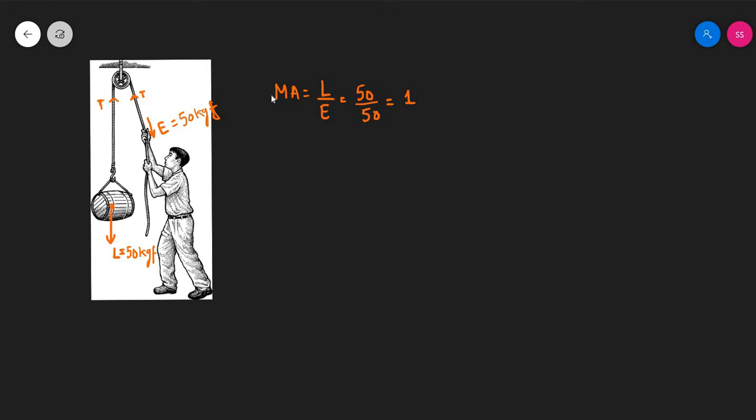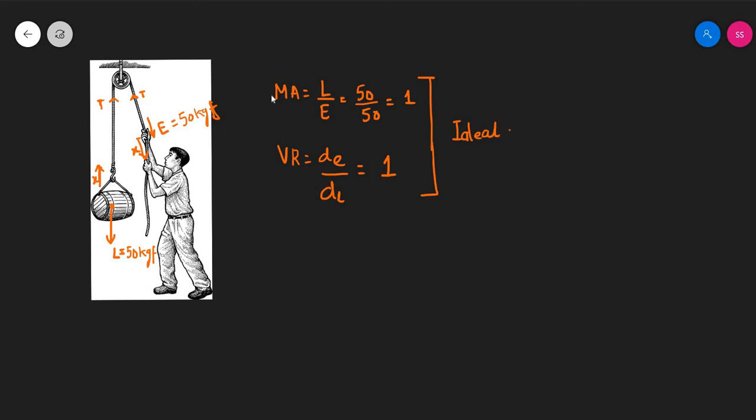And your velocity ratio is given by the distance moved by your effort arm. So you move this rope, this hand, down by a distance of x. You know that this barrel is also going to move up by a distance of x. So your velocity ratio, the distance moved by the effort arm by the distance moved by the load arm, is also going to be 1. And this is in the ideal case.